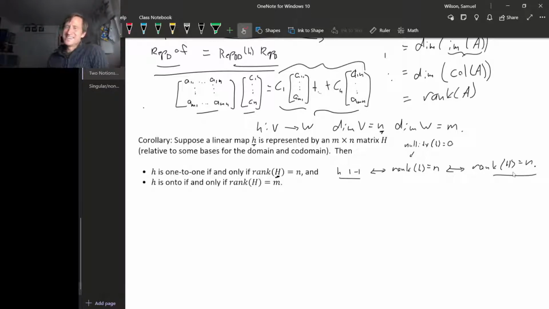And that's much easier because we know a lot more about matrices, right? How do you find the rank of a matrix? Well, you just row reduce it and count up the pivots. How do you check if a matrix is 1 to 1? Well, that's a lot more work, right?